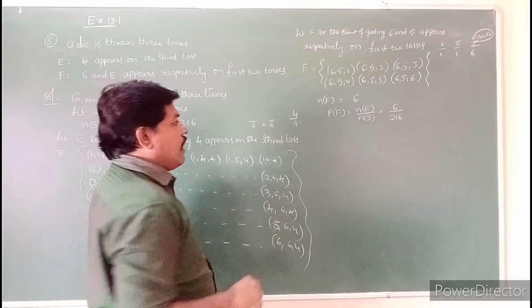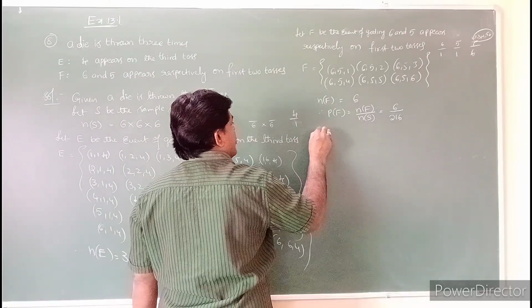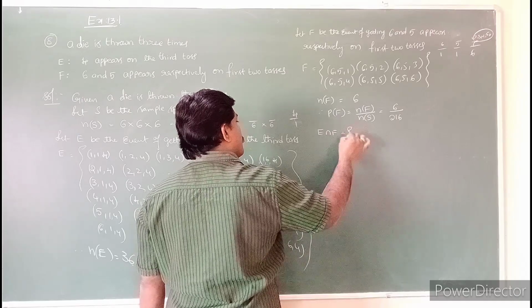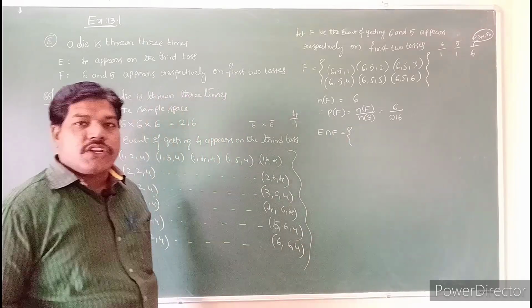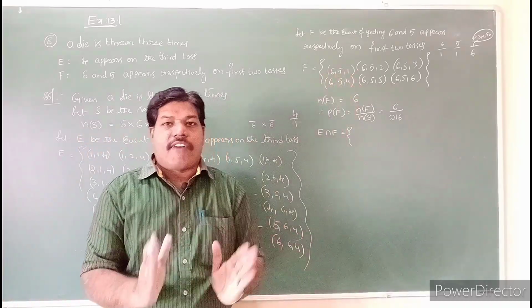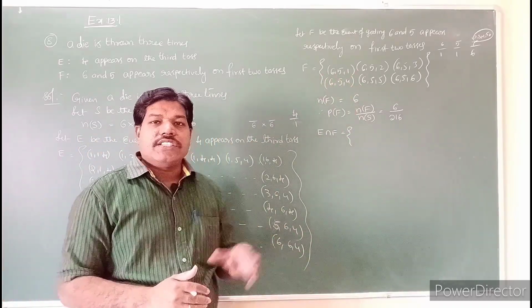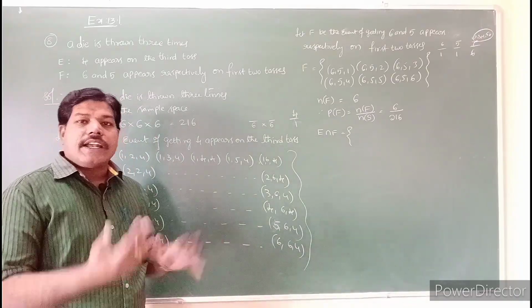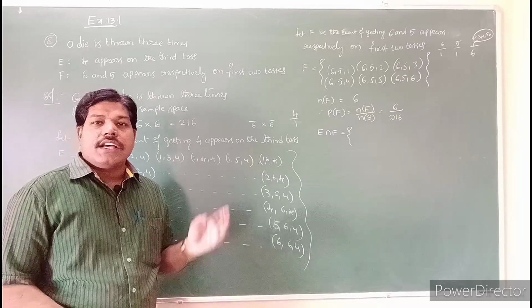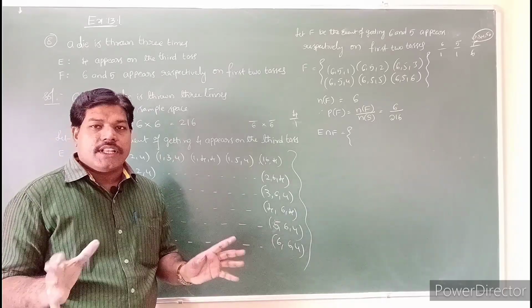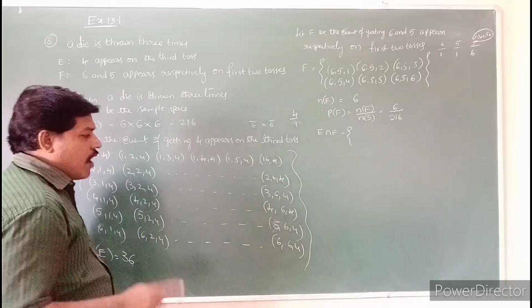Next I will calculate E intersection F. What is E intersection F? It is the common part. F says that you have to get 6, 5 in the first two tosses. What is E saying? That you have to get a 4 on the third toss. In the intersection, you will get 6, 5 in the first two tosses and a 4 on the last toss. That means you get only one outcome.